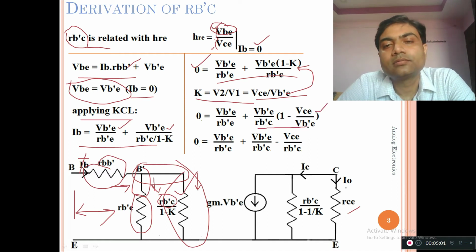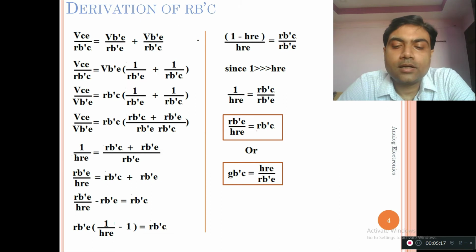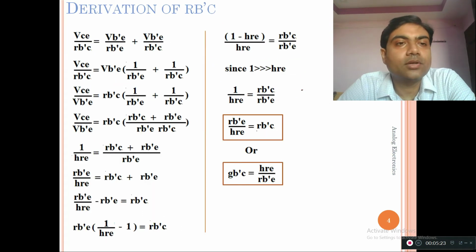Expand this equation. Just multiply VB'E upon RB'E into 1 and VB'E upon RB'E into this. So if you apply this, this value is going to be cancelled and you will get this value VCE upon RB'C. Okay, so now I am just manipulating the equations. VCE upon RB'C can be written here like this.